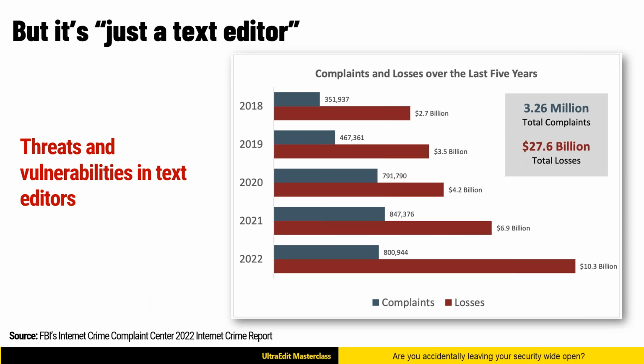Here are some figures from the FBI's Internet Crime Complaint Center from 2022, and that lists the number of complaints and losses over the last 5 years. And you can see in 2018, it was not quite as significant a problem, but we were still looking at $2.7 billion US dollars in losses. That's from complaints and threats and vulnerabilities. Now in 2022, which was obviously a couple of years back, but these are the latest figures we have, we're looking at just under 1 million total complaints, and 10.3 billion US dollars in losses. It's a significant problem.